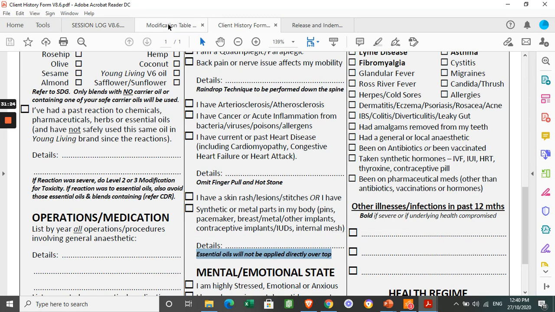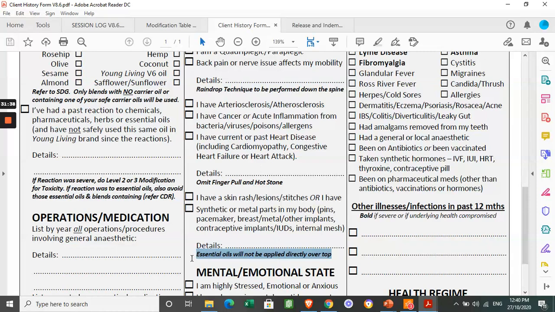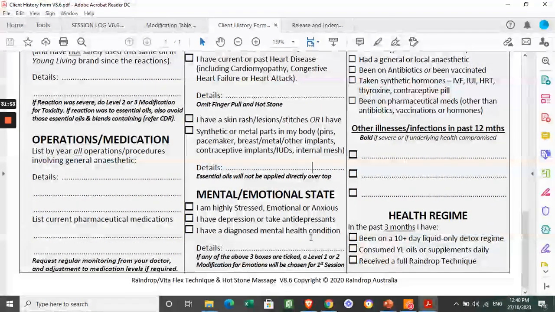So coming over to our modification table, we would write skin rash, and then the modification would be essential oils will not be applied directly over the top. And you can see here, essential oils will not be applied directly over the top is the modification. So this bold italic information is always guiding you. And then when we get to our modification table, there's a little bit of further guidance to go with there.